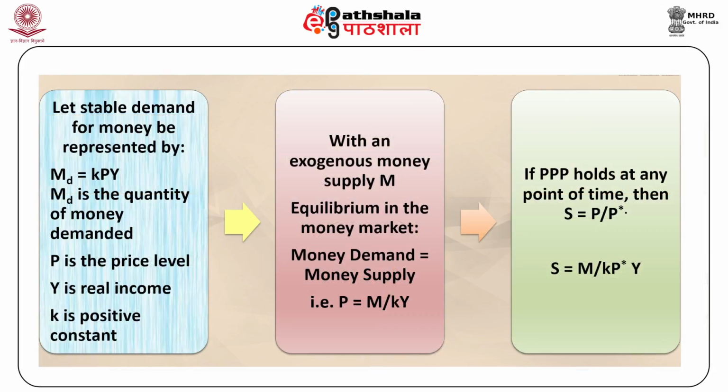Let us assume that there is a stable demand for money represented by MD = KPY, where MD is the quantity of money demanded, P is the price level, Y is the real income, K is a positive constant, and also assume an exogenous money supply M. Equilibrium in the money market yields P = M/KY. If PPP holds at any point of time, then S = P/P*, and therefore S = M/(KP*Y).